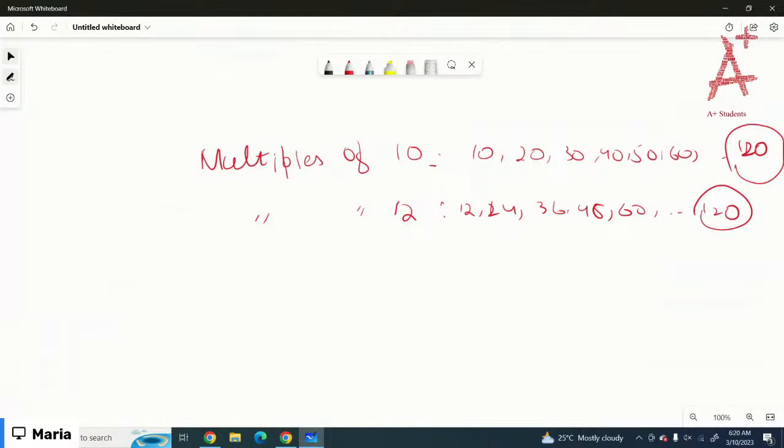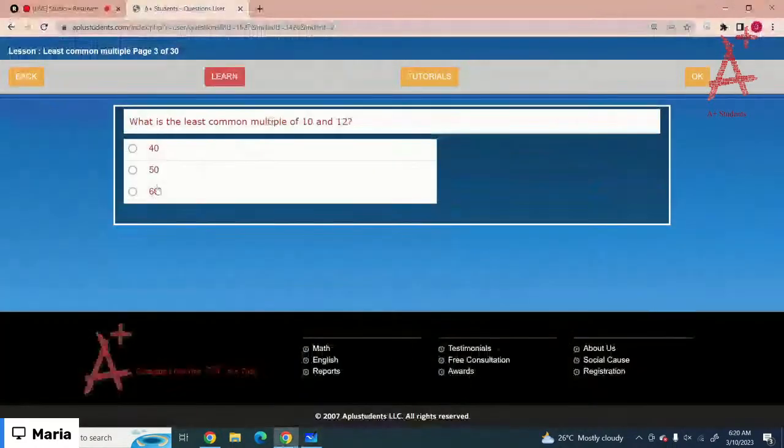Yes, sorry, 60, very good. I forgot, we have 12 times 5 is 60. Yes, very good. So the LCM of 10 and 12 is 60. So the correct option is 60.